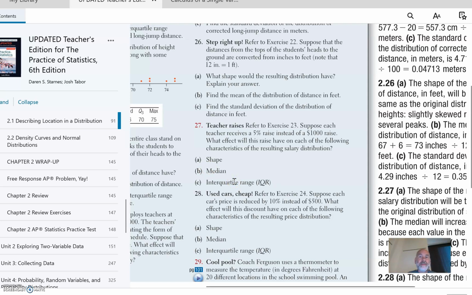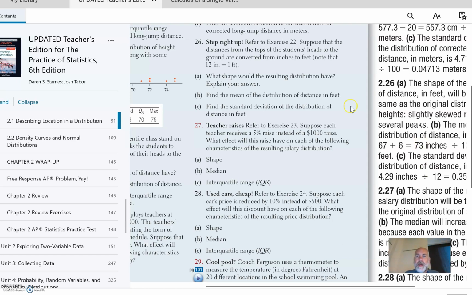Does adding and subtracting change the mean? We focused on mean and standard deviation in class to keep it simple, but really it's any measure of center and any measure of spread. And then does multiplying and dividing change any measure of center and any measure of spread?